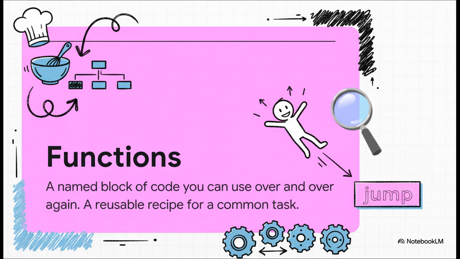A function is basically like a recipe for a task you do all the time. Instead of writing out all the steps every single time you want your character to jump, you just write the jump recipe once, give it a name, and then you can just call that name whenever you need it. It's a huge time saver.